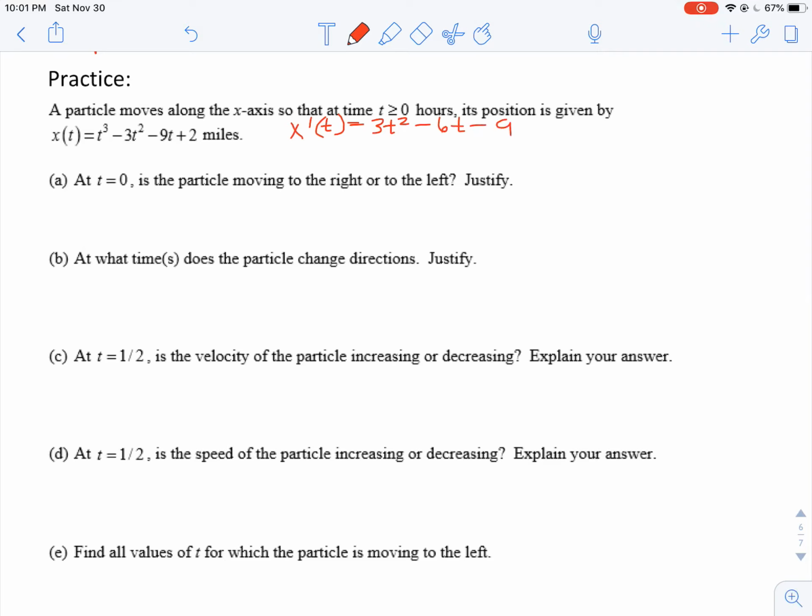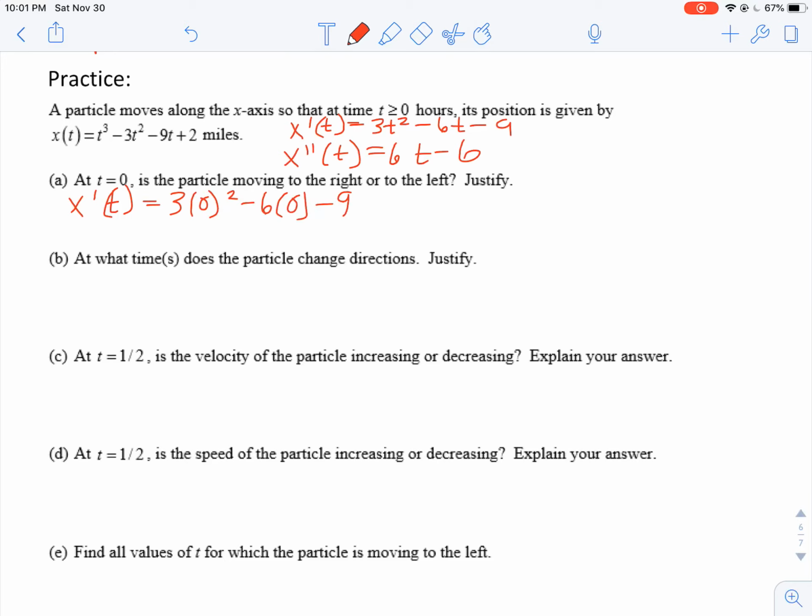3t squared minus 6t minus 9, because I know I'm going to need them in here. Here's my acceleration, x double prime, 6t minus 6. All right, is the particle moving to the left or the right? So we are looking for the velocity at time t equals 0. So I'm going to do x prime of t, which would be my velocity, and I'm going to sub that in.